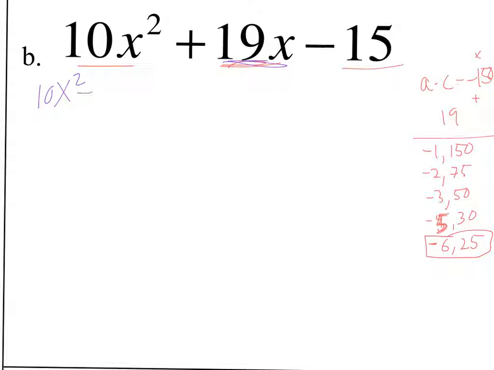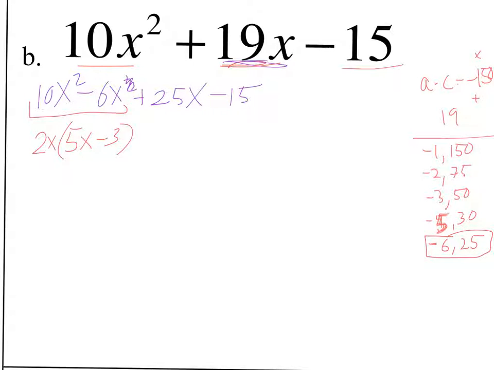10x squared minus 6x plus 25x, sorry, it should be minus 6x, and minus 15. All right, first two terms, these guys have a 2x in common, and I'm left with 5x minus 3. And just to double check, 2x times 5x is 10x squared. 2x times minus 3 is minus 6x. Okay? 25x and 15 have a 5 in common, and we're left over with 5x and minus 3. And just to double check, 5 times 5x is 25x. Okay, and 5 times minus 3 is minus 15.